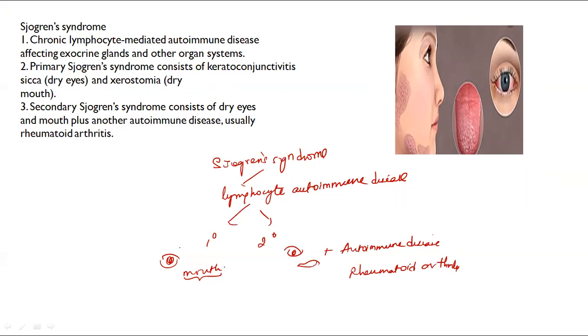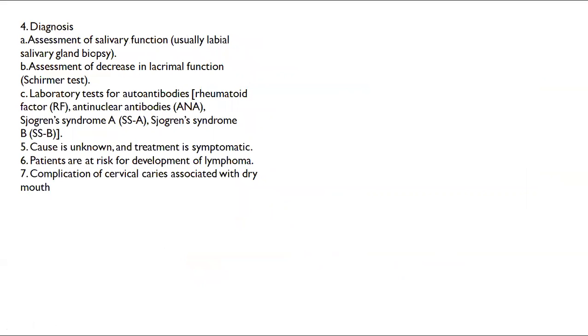So here, dry eyes is called keratoconjunctivitis sicca, and dry mouth is xerostomia. And here you can see dry eyes, dry mouth, plus rheumatoid arthritis. And how do we diagnose? By taking a biopsy of the salivary gland and by checking the lacrimal function.